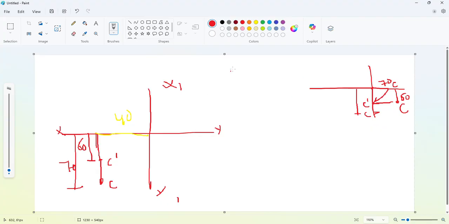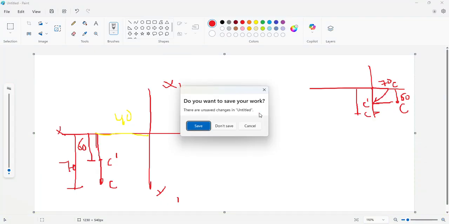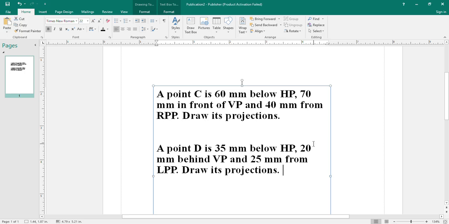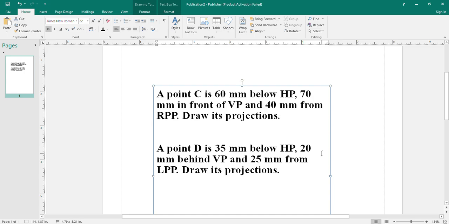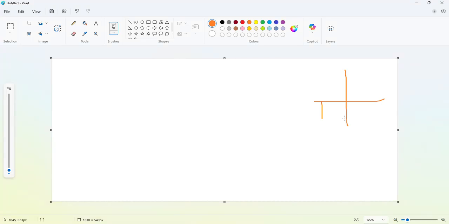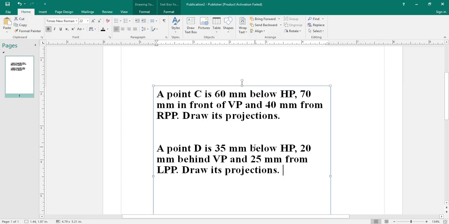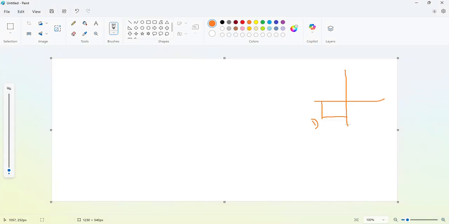Now for the next question, we have point D in the quadrant system, which is below HP and behind VP. Behind VP is to the left of VP. So this is point D, which is in the third quadrant, 35 mm below HP and 20 mm behind VP. This is 35, the vertical distance, and this horizontal distance is 20.